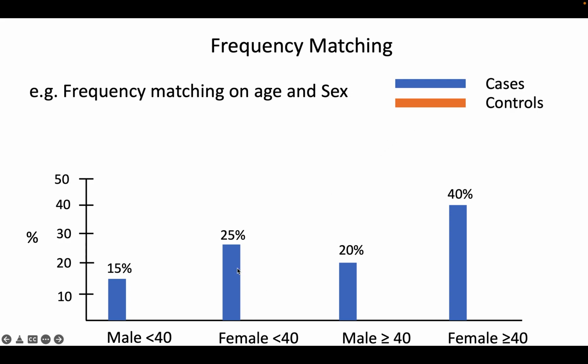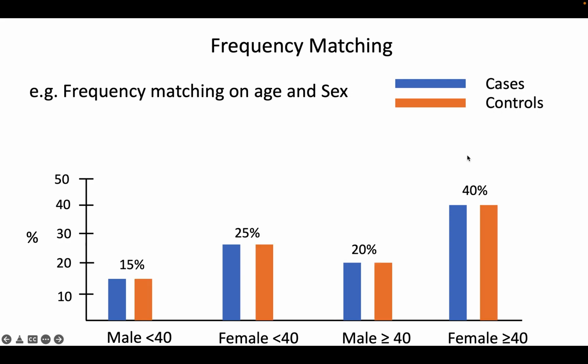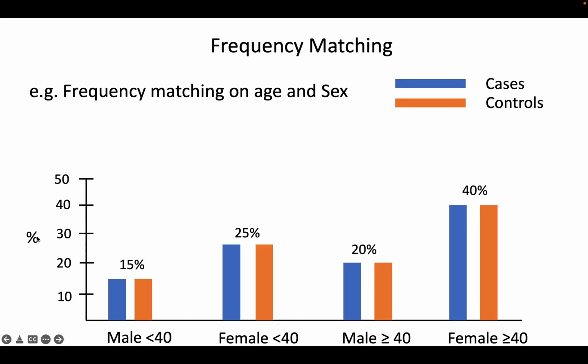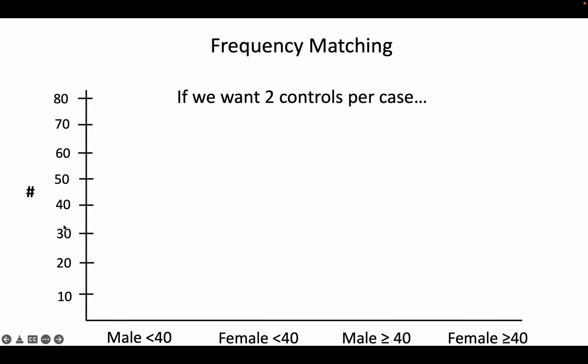And what we do is, instead of finding individual pairs for everyone, we select controls in a way that the percentage of controls is the same. So 15% of cases are in the male under 40 category, so 15% of controls need to also be in that category. And this doesn't necessarily correspond to the same number of people. If we have 2 controls per case, notice that now the y-axis went from percentage to an absolute number of people.